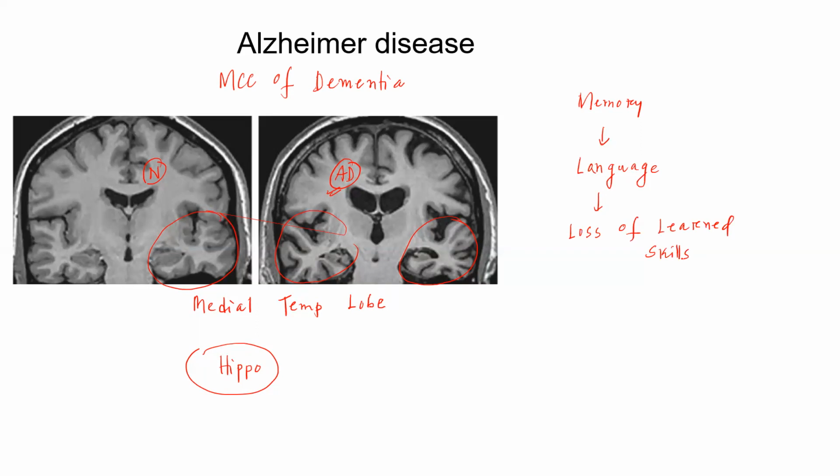They lose all the skills that they have learned, and also the mathematical skills. Ultimately, because of diffuse brain involvement, they can go into a state of mutism, become completely bedridden, and ultimately there will be death. So this is what happens in Alzheimer's disease. Now let us understand the pathogenesis behind this disease.